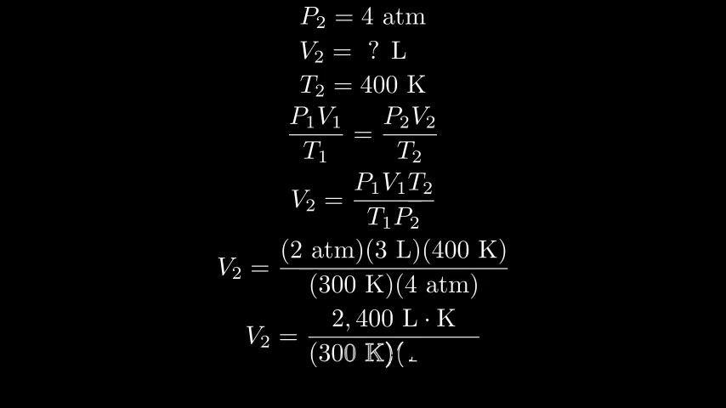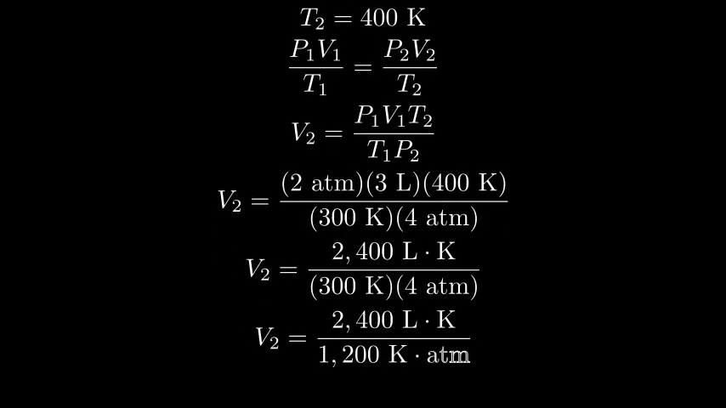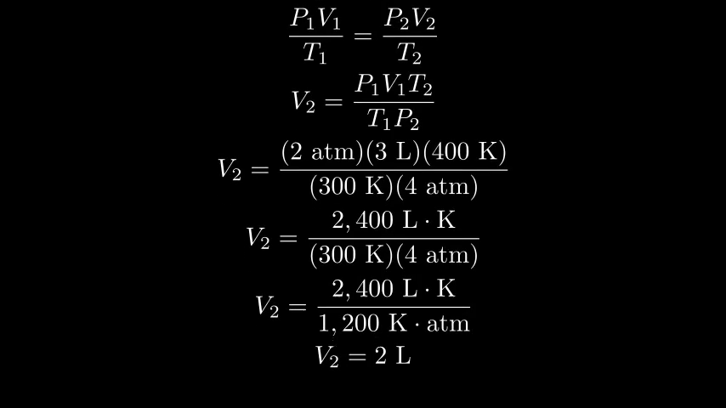First, multiply the numerator. 2 times 3 times 400 equals 2,400 liter Kelvin atmospheres. Then multiply the denominator. 300 times 4 equals 1,200 Kelvin atmospheres. Finally, divide 2,400 by 1,200. Therefore, the new volume V2 equals 2 liters.